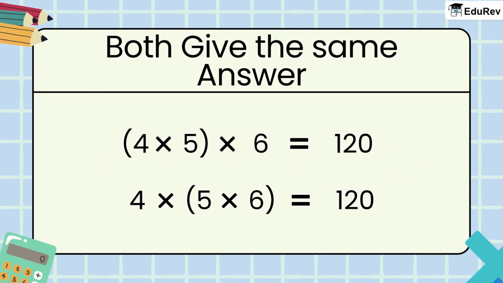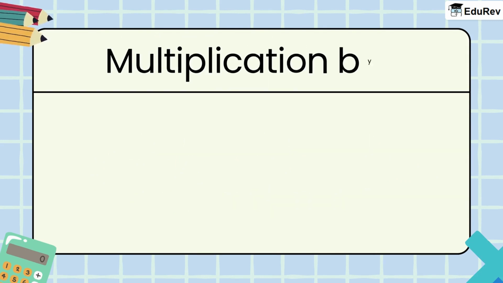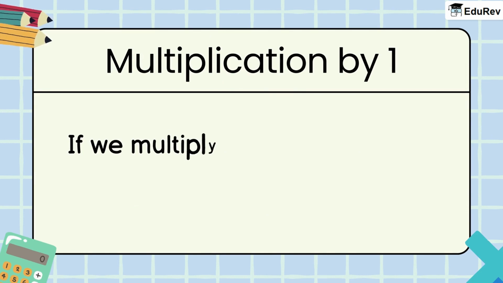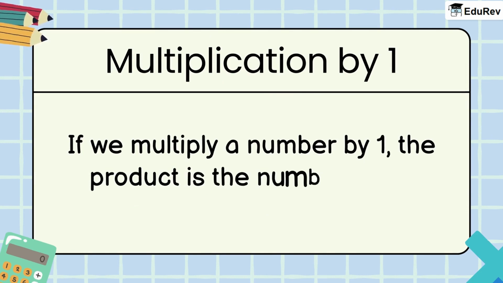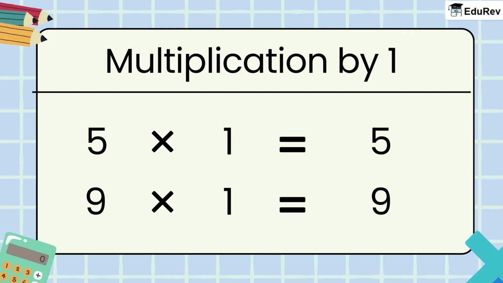The third one is multiplication by 1. If we multiply a number by 1, the product is the number itself. For example, 5 times 1 equals 5. Or 9 times 1 equals 9. As you can see, the number remains the same.